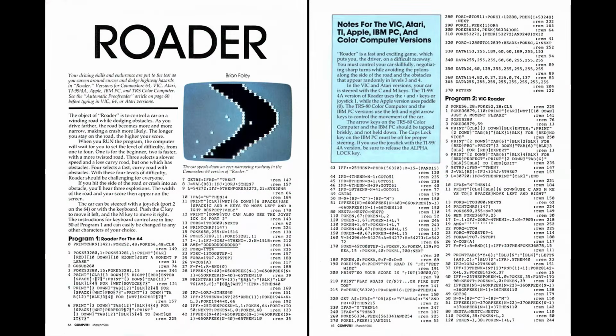So today we're going to take a look at a rather simple game program that appeared in the 1984 March issue of Compute Magazine called Rotor. As was typical at that time, ports were made for several different computers of that era, but the first program listing was for the Commodore 64.